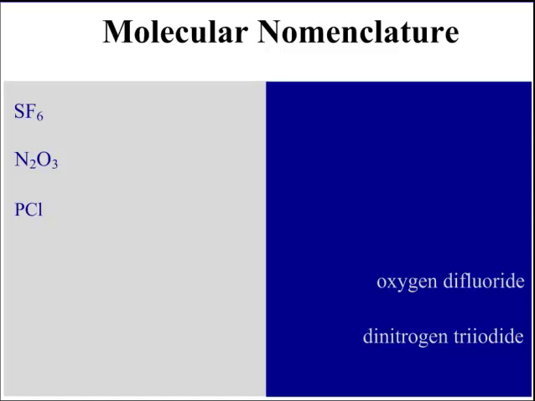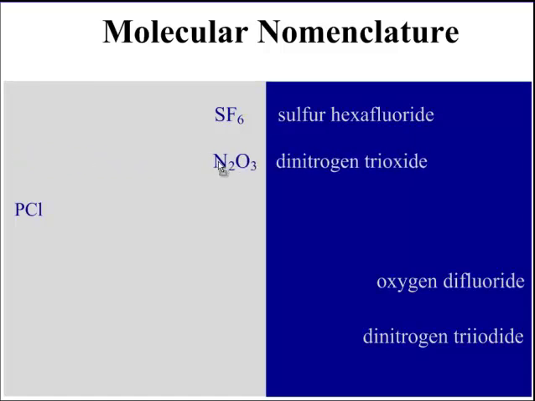Since all of these are molecular, we're using prefixes, names, and the IDE ending. For this first one, SF6, the first element, there's only one of them, but we don't use the mono prefix, so that's just going to be sulfur. And 6 Fs means hexafluoride. N2O3 becomes dinitrogen trioxide. PCl, we don't use the mono prefix for the P. We have to use the mono prefix for the Cl. So we get phosphorus monochloride.